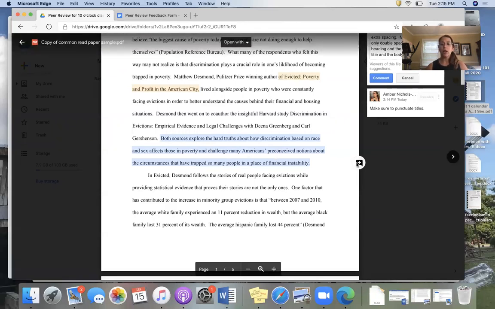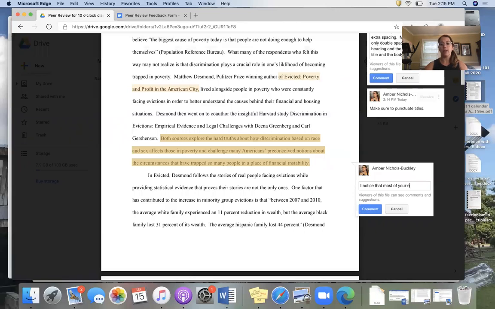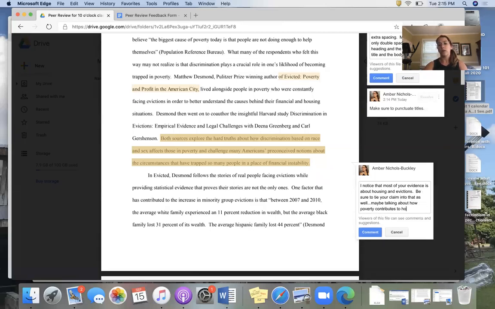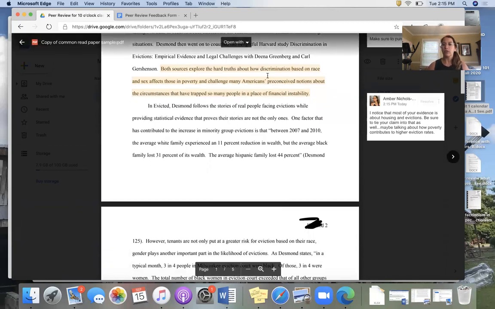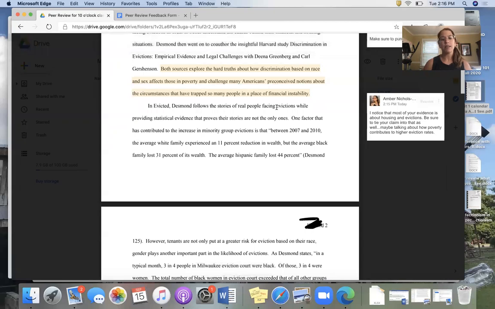And so I might give her a note, I notice that most of your evidence is about housing and evictions, right? Be sure to tie your claim into that as well, maybe talking about how poverty contributes to higher eviction rates, right? So making sure, as I'm looking through the evidence of the paper, does the evidence match the claim? If the evidence doesn't, or is maybe gesturing toward the claim, these are things you want to make clear to the student, right? Because they may not realize.